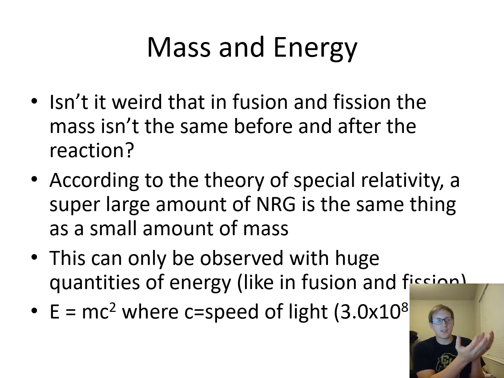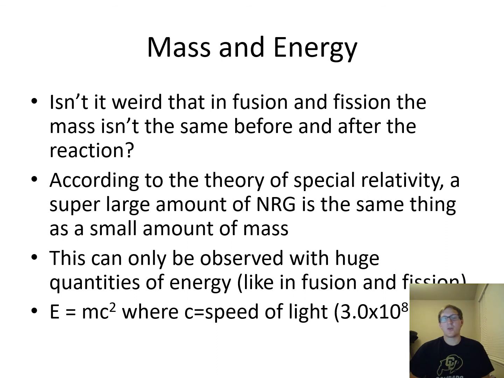What it ends up being is, let's say I start with 7 and now it's 6, but then there's a plus energy on the end of that. That's because some of the mass got converted to energy with our E equals mc squared equation, which allows us to do that. According to Einstein's theory of special relativity, a super large amount of energy is the same thing as a very small amount of mass. This can only be observed with huge quantities of energy like fission and fusion create.